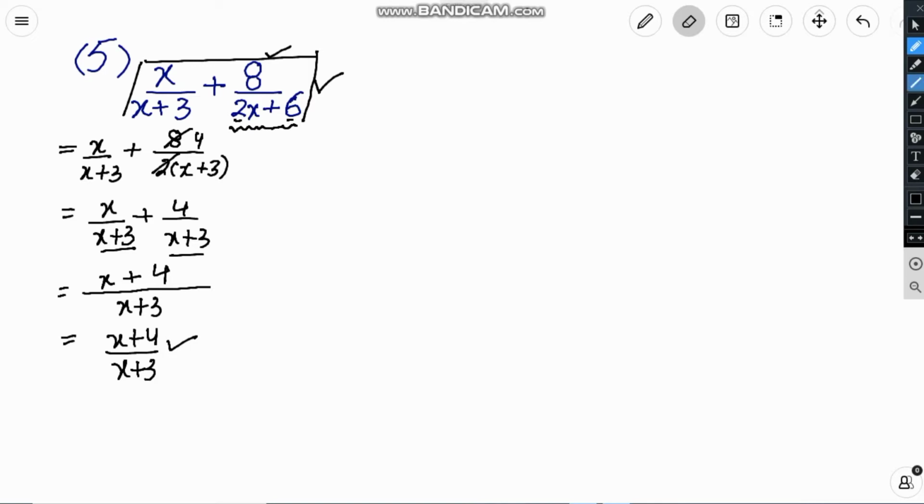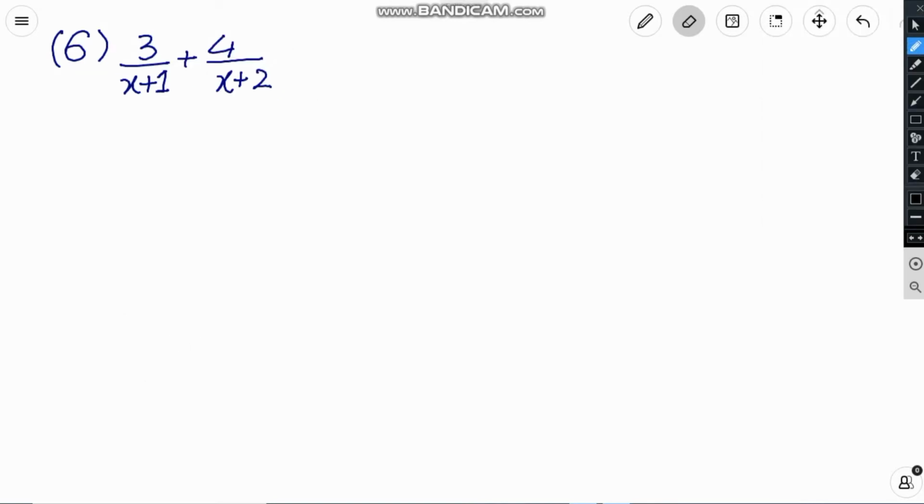Let's move towards our next question. This is again a rational expression having different denominators. So first look at your question. Can you make it simpler? Observe your question carefully. The first rational expression is 3 by x plus 1. None of the terms in the numerator or denominator can be taken as common to make it simpler. And your second expression is 4 by x plus 2. Also you cannot make it simpler. So your question cannot be simplified further.